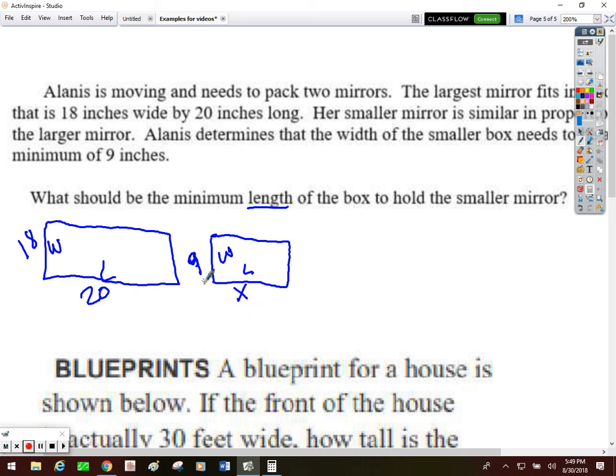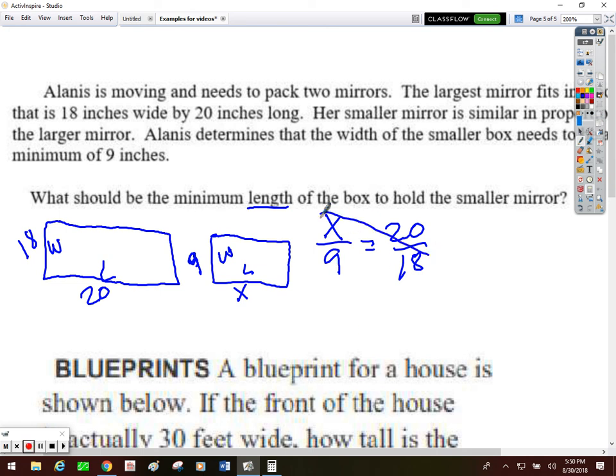Here we don't have shadows, but we do have width and length. Again, it doesn't matter how you set it up as long as you set it up consistently. I'm just going to set up this proportion since this is my variable. I like to set it up first. So I'm going to go length over width, the length of the small box over the width of the small box, equals the length of the big box over the width of the big box. Length over width, length over width.